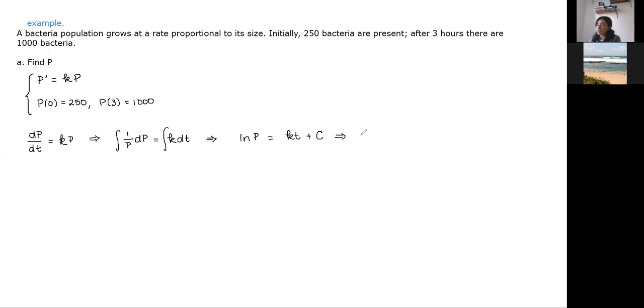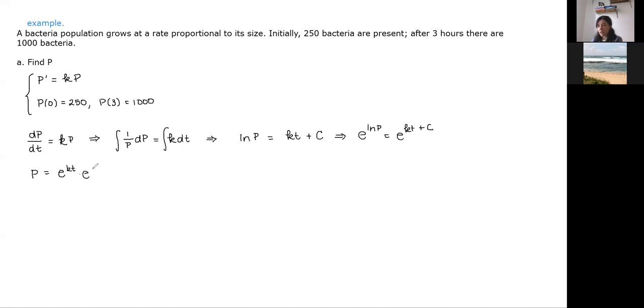And so what we're going to do here is put everything on the exponent of e. So we have e to the ln of p is going to be equal to e to the kt plus c, which on the left-hand side will give me p, and on the right-hand side, it will give me e to the kt times e to the c, right? Because e to the something plus something, I can split that power and write it down as a product.